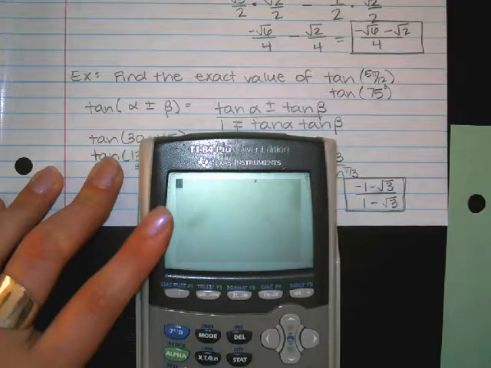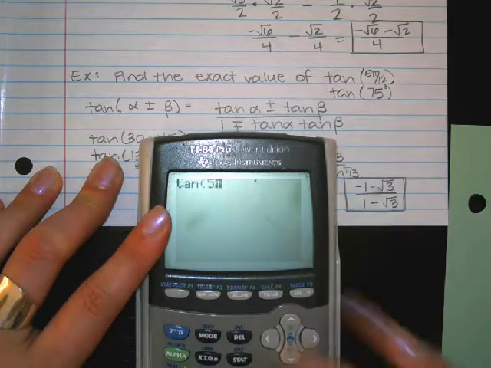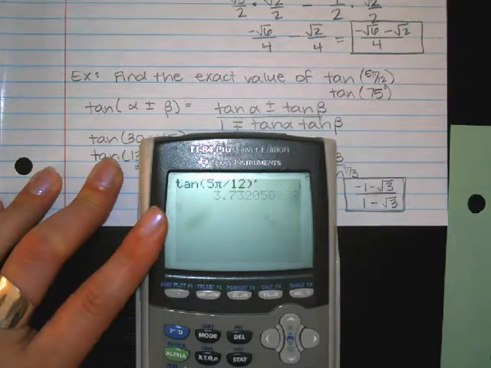All right, so tan 5 pi 12ths. We're just going to double check our answer.